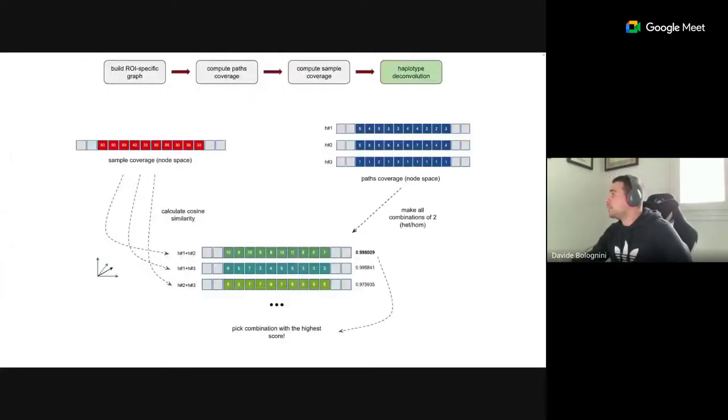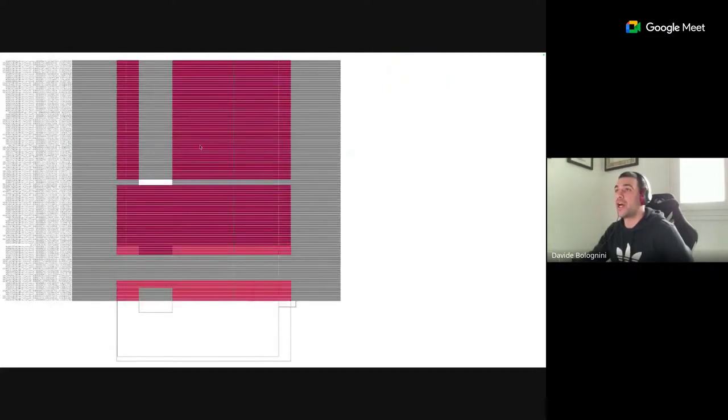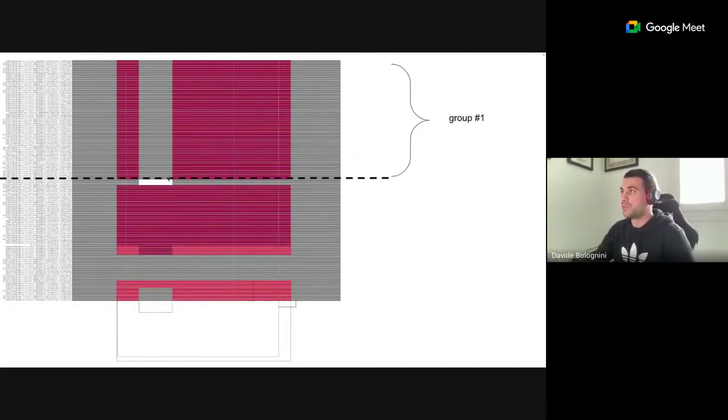One thing that is actually true is that many haplotypes are structurally similar, and that's something that you can also see by eye. In this plot, the haplotypes are already sorted by similarity, and each line here is a haplotype. What you see is that many haplotypes are very, very similar. For instance, you have a first block, let's say this is group 1, with haplotypes that look very similar, right? Because the red part is where the path coverage increases.